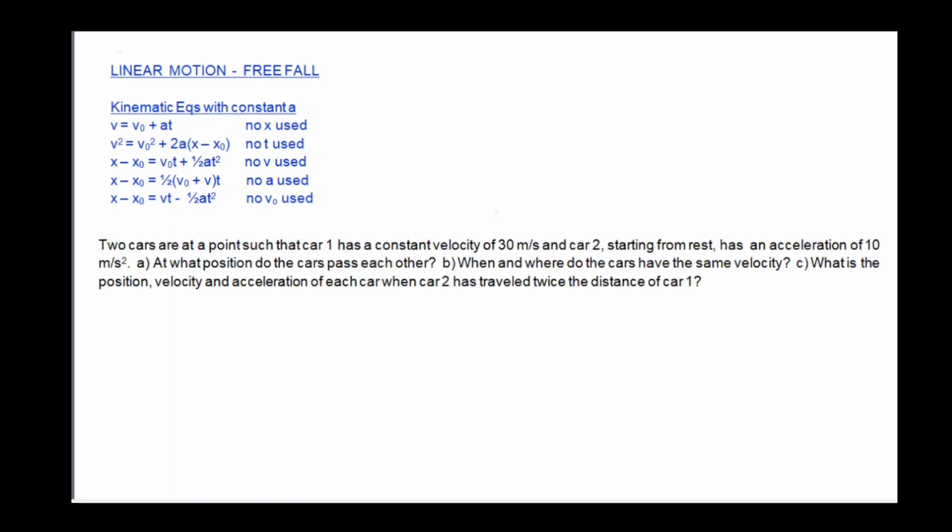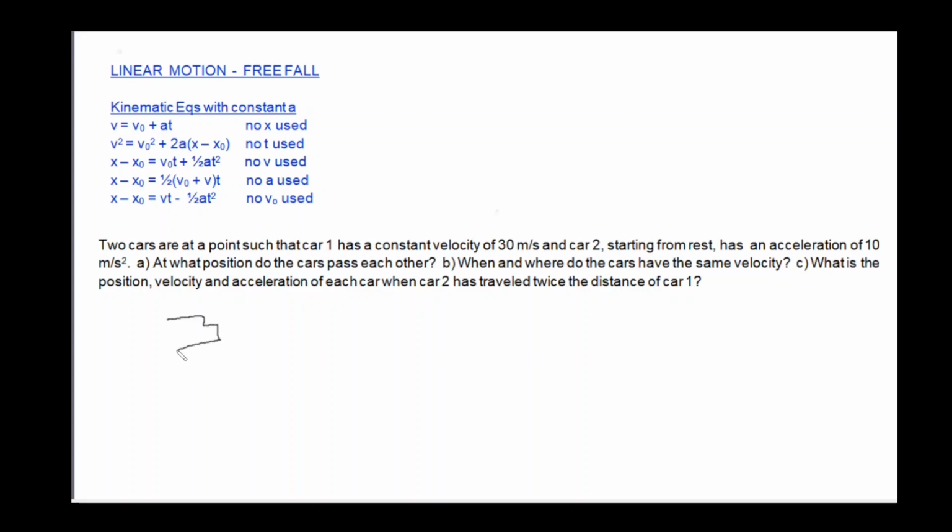Two cars are at a point such that car 1 has a constant velocity of 30 meters per second and car 2, starting from rest, has an acceleration of 10 meters per second squared. At what position do the cars pass each other? When and where do the cars have the same velocity? What is the position, velocity, and acceleration of each car when car 2 has traveled twice the distance of car 1? So the first thing we need to do is diagram the problem.